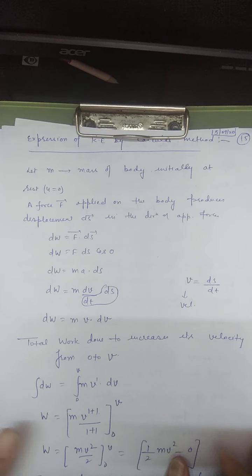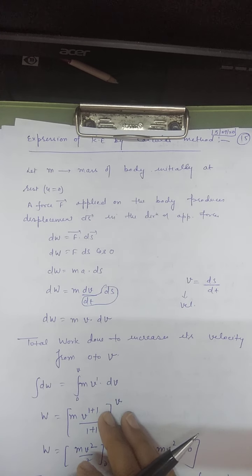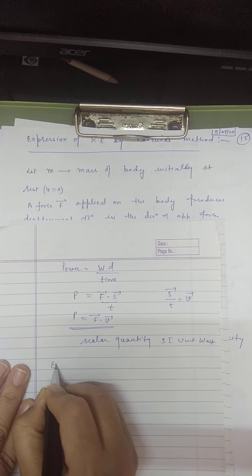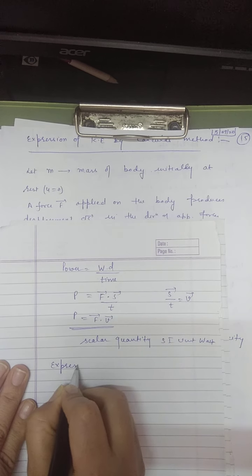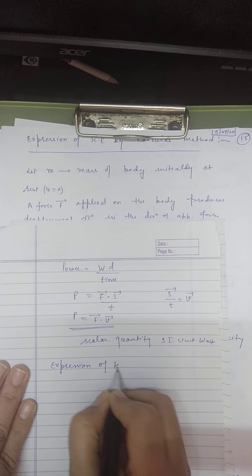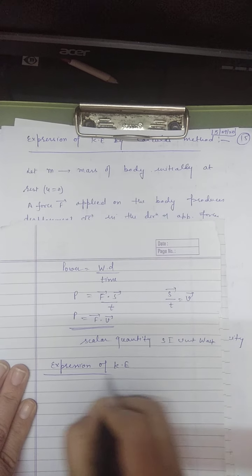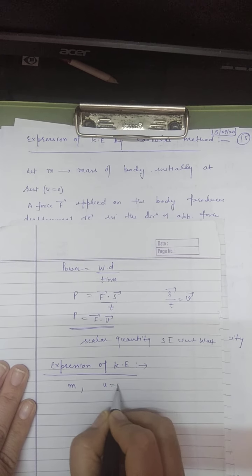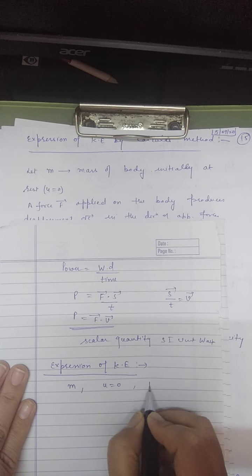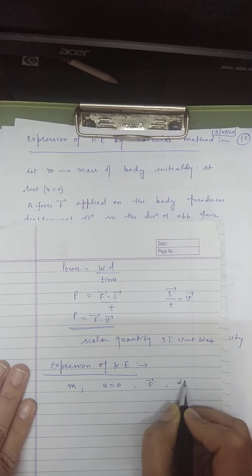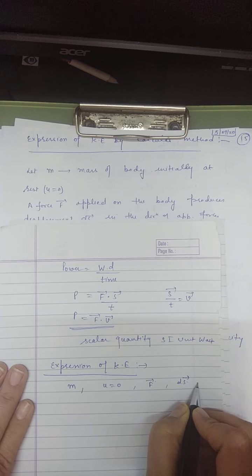Now after this you have the expression for the kinetic energy. Students, to derive the expression for kinetic energy, let us do only the calculus method, because the normal method you have already done in class 11th. Expression of kinetic energy, right? Let there be a body of mass m. Initial velocity is 0. On applying a force F on it, let us suppose it gets displaced through a distance ds in the direction of the applied force.